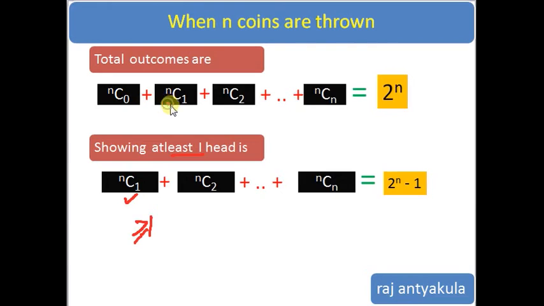We know that nC0 plus nC1 plus nC2 and so on up to nCn is 2 power n. What is the value of nC0? 1. If you send the 1 to the right hand side, it becomes minus 1. So that is what we are writing here. The number of ways it shows at least one head is 2 power n minus 1. Very, very important. Okay, remember.